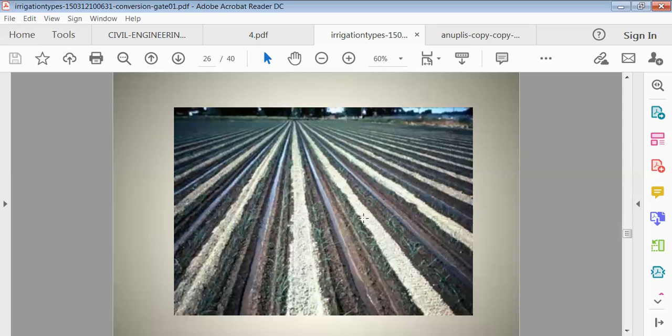You can see here all these are examples of furrows. Here there is a furrow and there are saplings here.